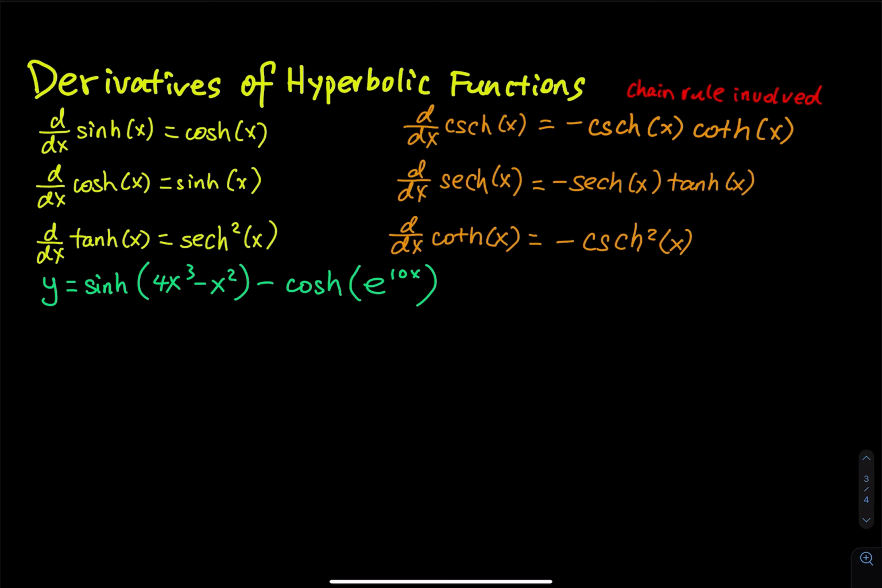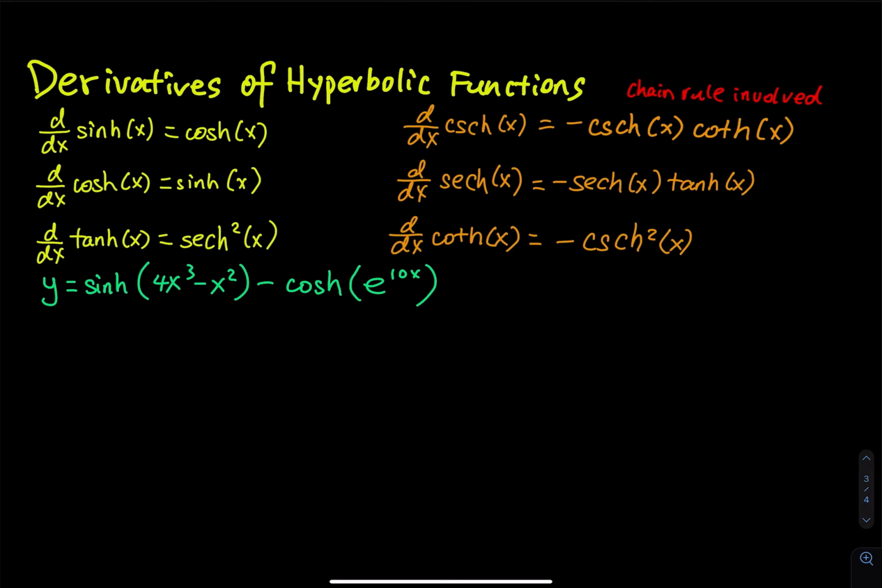So the derivative of cosecant is equal to negative cosecant times cotangent, and then the derivative of secant is equal to negative secant times tangent. The derivative of cotangent is equal to negative cosecant squared x. Of course, everything is in hyperbolic.